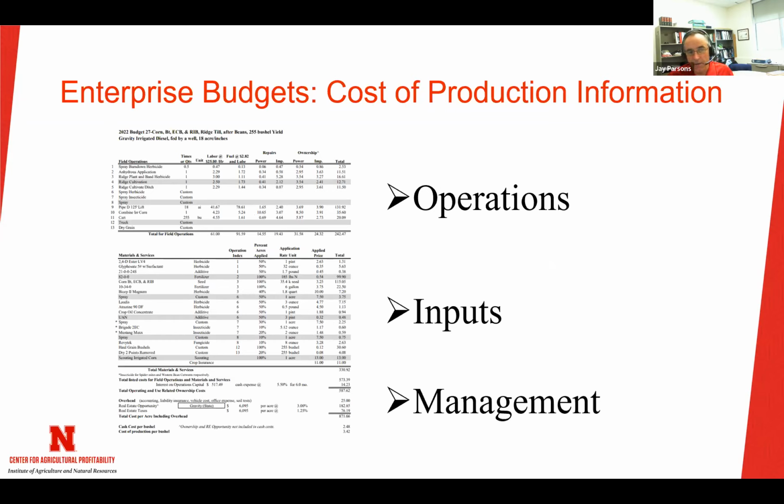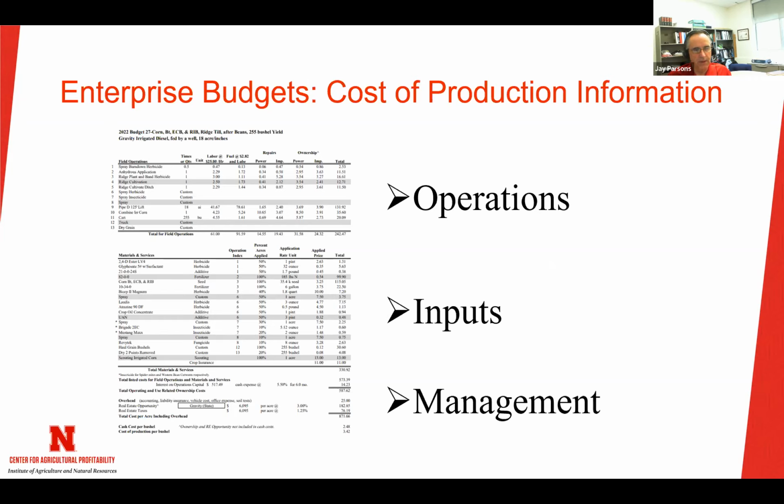I'm breaking this up into 3 big chunks. The top chunk is operations. The middle chunk is the inputs that go into those operations. And then the third chunk at the bottom is management. And I'll take a minute or so on each of them to discuss them in more detail. But this would be your basic layout for an enterprise budget for a crop in particular.